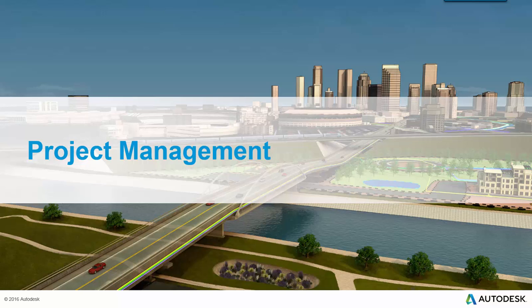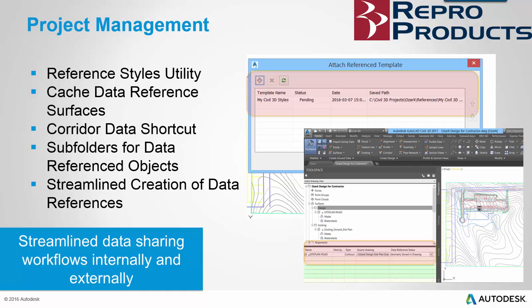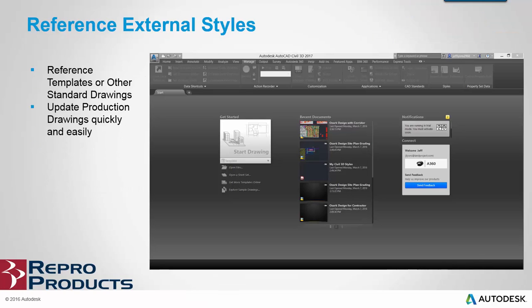The first segment we're going to look at is project management. This includes things like the reference style utility and many improvements to data references. The Reference Style Manager allows you to have a central repository for your styles, and these can then be pushed out to your working drawings. No longer do you have to remember to drag new styles or modified styles back and forth into your template. They can be changed in the template and pushed out to your working drawings.